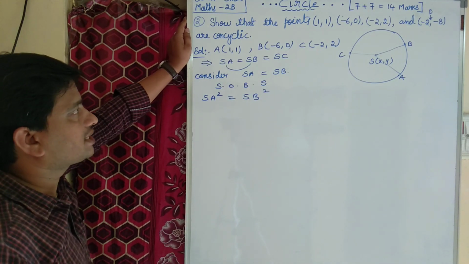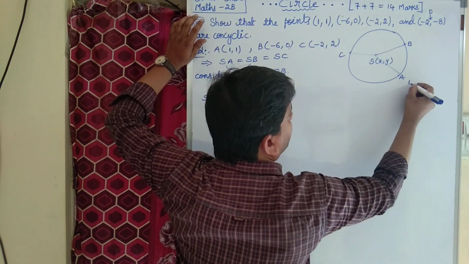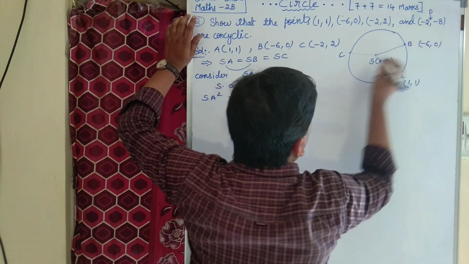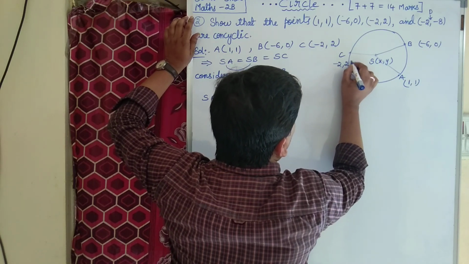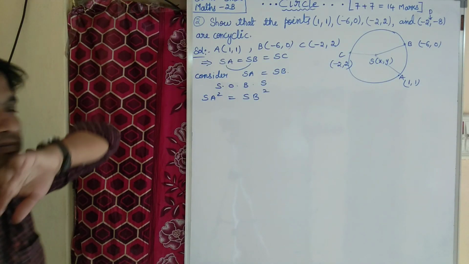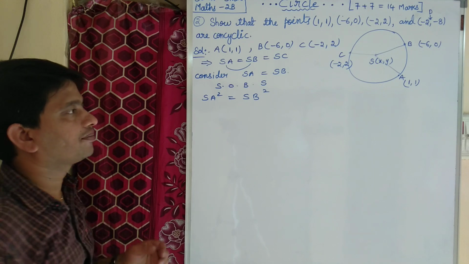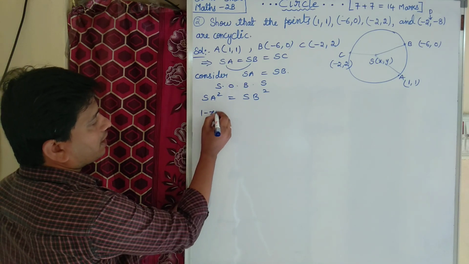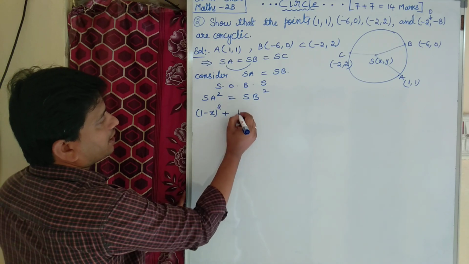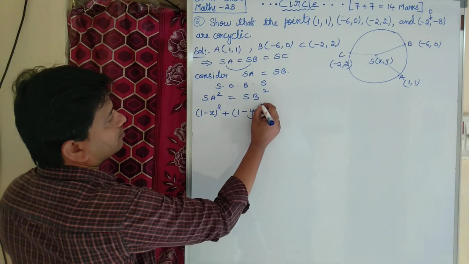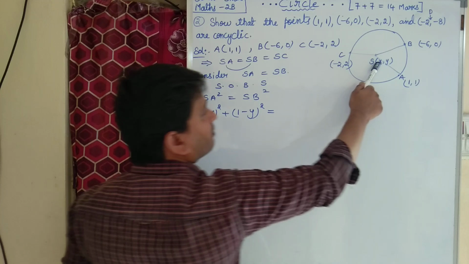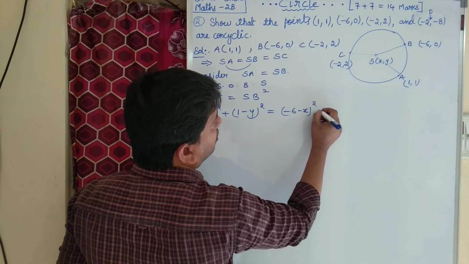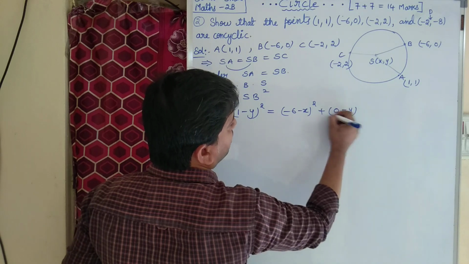I mean the distance between S and A. The value of A is 1, 1, B value is minus 6, 0 and C value is minus 2, 2. Okay. First the distance between S and A. So x2 minus x1 whole square, I mean 1 minus x whole square plus 1 minus y whole square equal to the distance between S and B: minus 6 minus x whole square plus 0 minus y whole square.